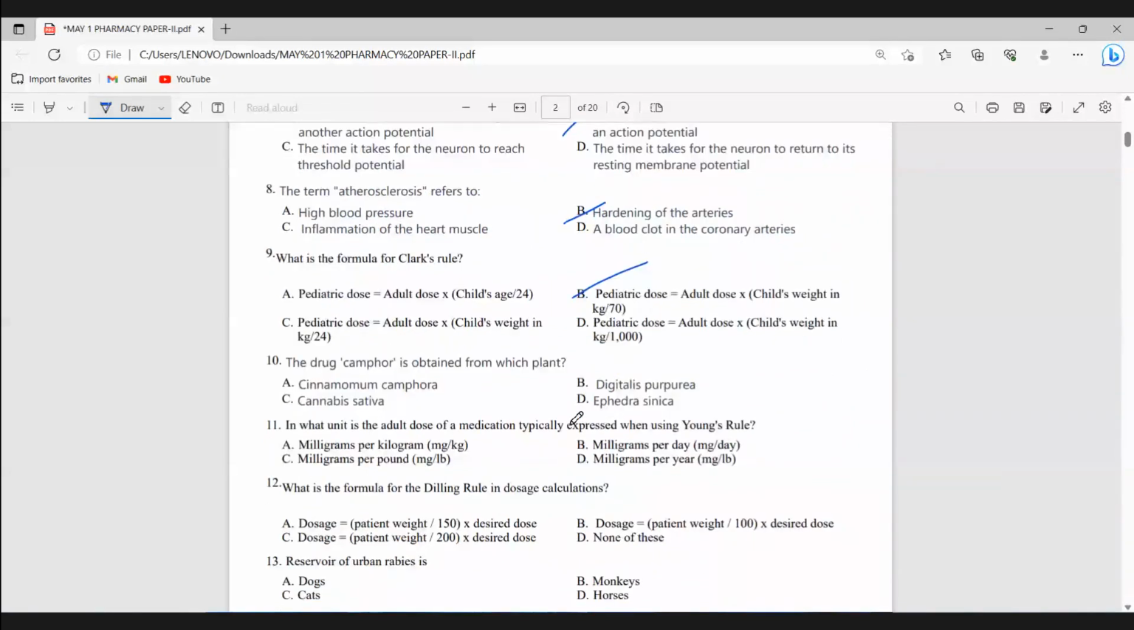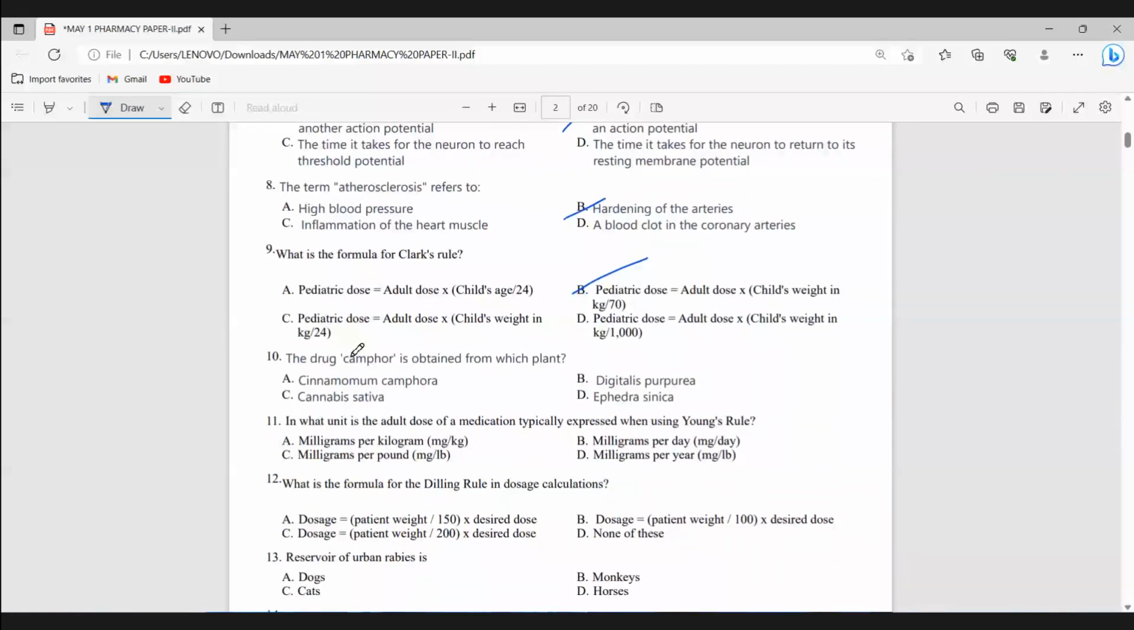I think posology మీకు ఇంకా అవ్వలేదు కదా. We have left out with posology topic, no? అయిపోయిందా? Okay.